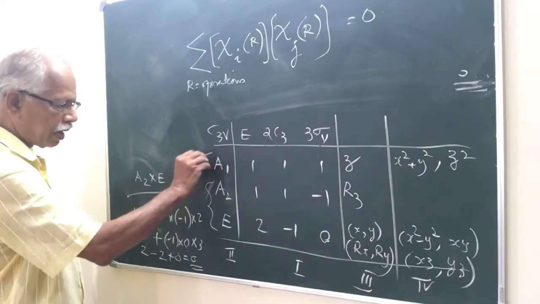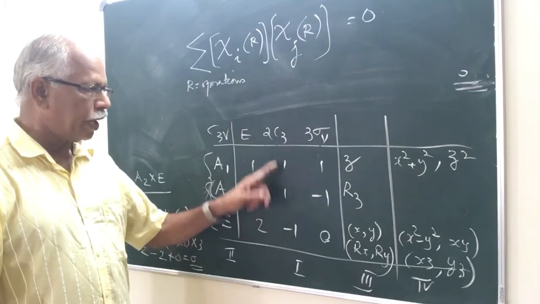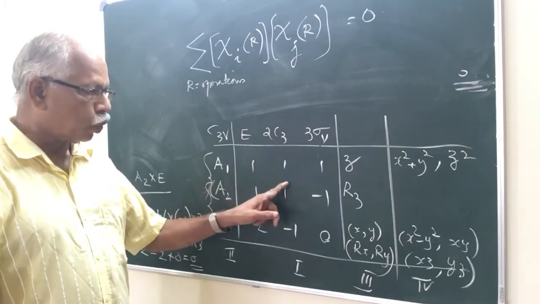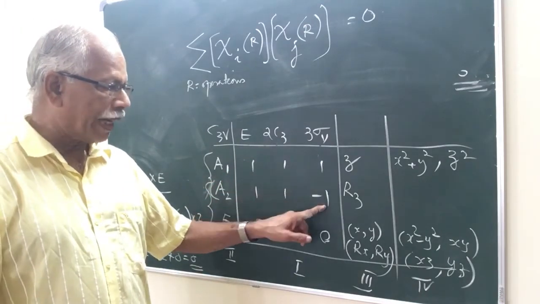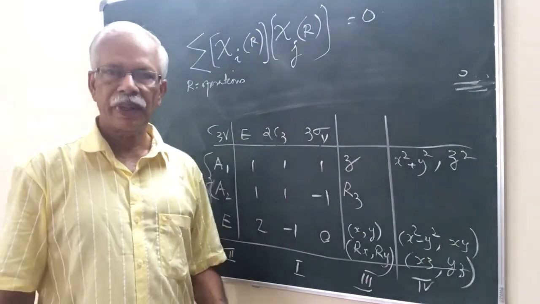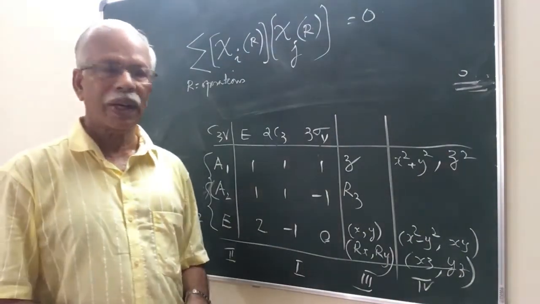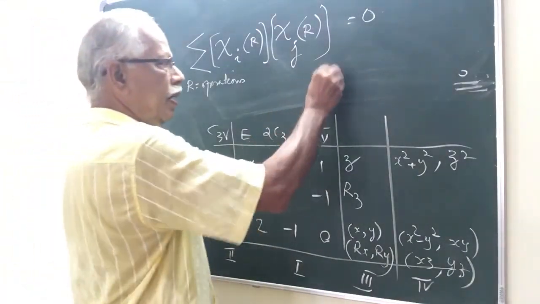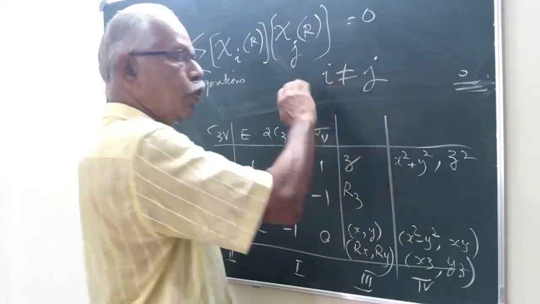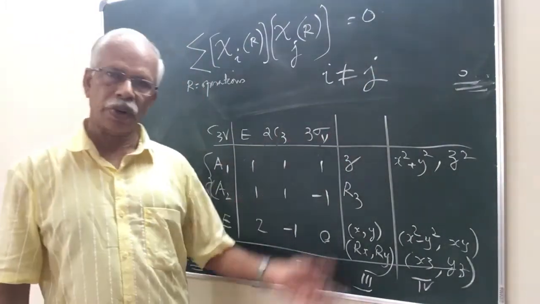You can check A1 and A2. 1 into 1, 1 into 1 into 2. 1 plus 2, 3. 1 into minus 1 into 3. So 3 minus 3 will be 0. The sum of the products of characters of any 2 irreducible representations, i not equal to j, they have to be different irreducible representations, is 0.